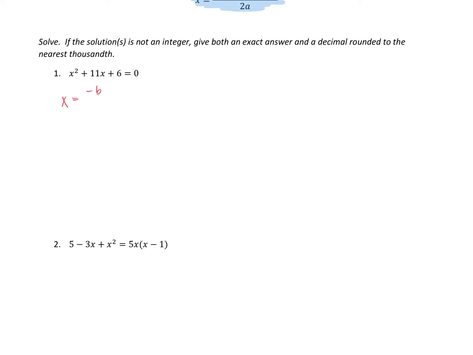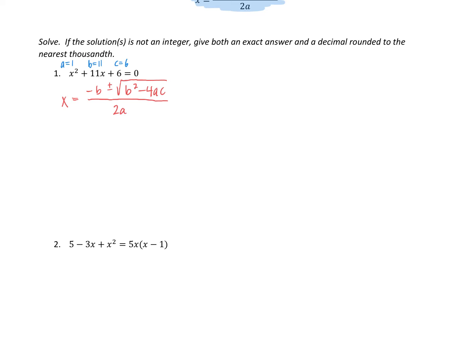I think a good habit to be in is to write the formula down before you start trying to plug in numbers. So x equals the opposite of b plus or minus the square root of b squared minus 4ac all over 2a. And now we're just going to plug in the numbers. Notice that my equation is in descending order. So a is the number in front of x squared. There's not a number, so it's understood to be 1. B is the number in front of x, so it's 11. And c is the constant, it's 6.